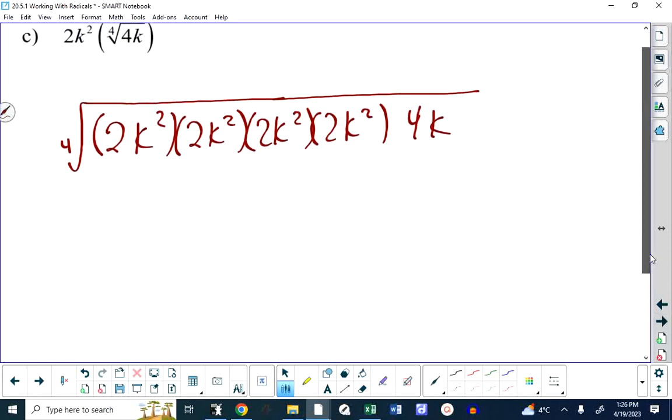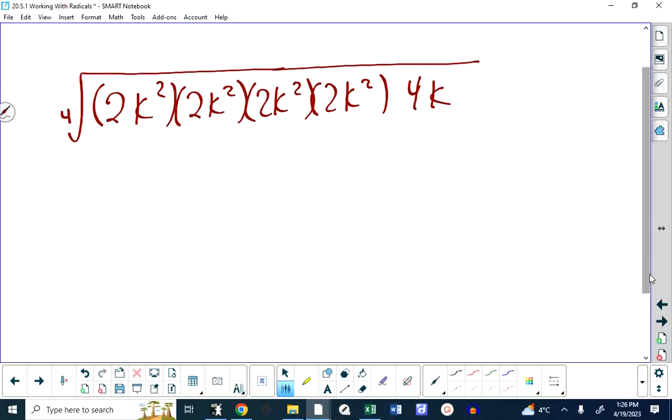I'm going to leave a space here because I'm going to show you an alternate way we could write that. But before I do, we simplify this and you get the 4th root. Let's see, k squared times k squared times k squared times k squared is k to the 8 times that other k to the 1 is k to the 9. And then I have 2 times 2 times 2 times 2, which you can work out to be 16. Are we okay with that?